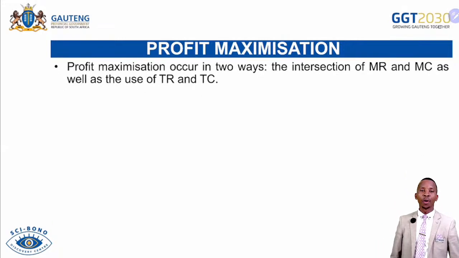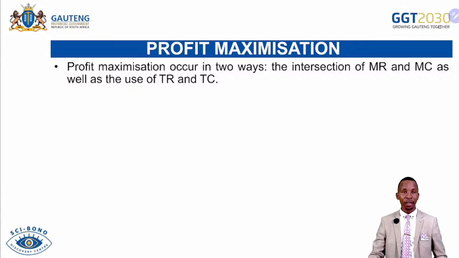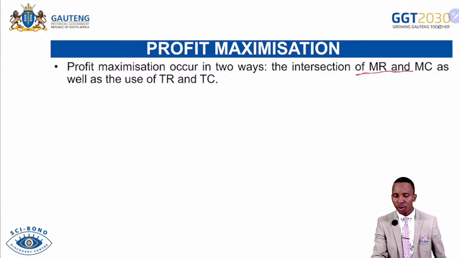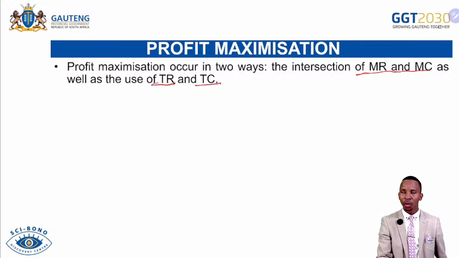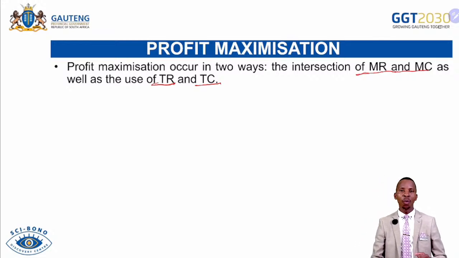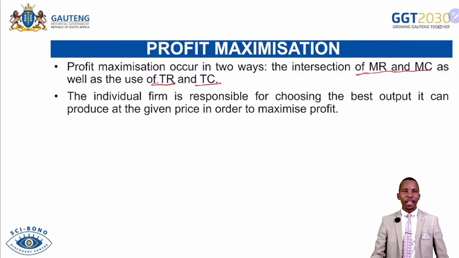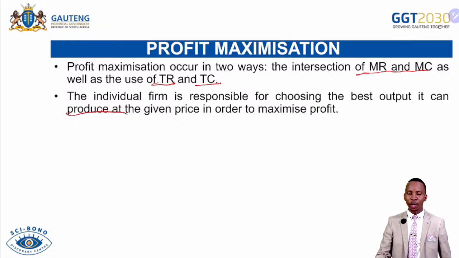Now the profit maximization, the other part that will be discussed in this lesson. So profit maximization simply occurs if marginal revenue is equal to marginal cost, or total revenue is greater than total cost by the maximum amount. So we use two methods to show the profit maximization, on how or under which condition the firm will maximize its profit. The individual firm is responsible for choosing the best output it can produce at the given price in order to maximize profit.